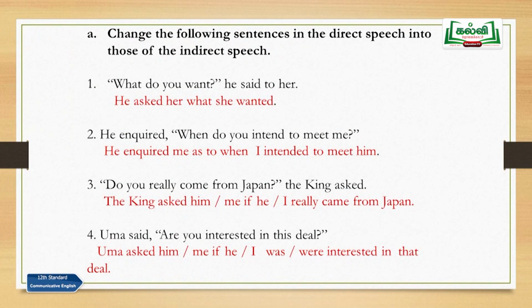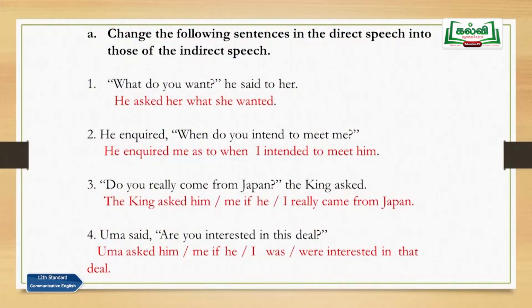Now look at exercise A. Change the following sentences in the direct speech into those of the indirect. So you are converting it from direct into indirect. Look at the first question. Because there is a question mark, it is an interrogative sentence. "What do you want?" he said to her. There are quotes before "what", and after "want" you have a question mark and it ends with another quote. So that is the utterance directly given by the speaker. "What do you want?" he said to her.